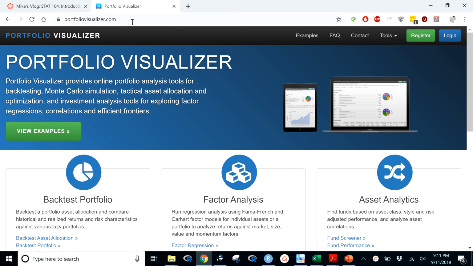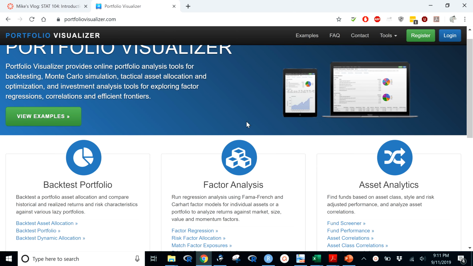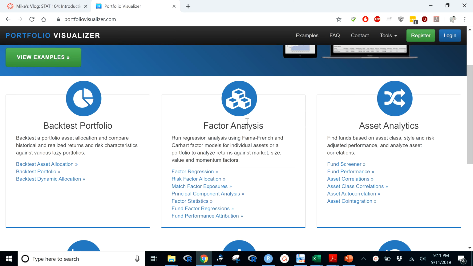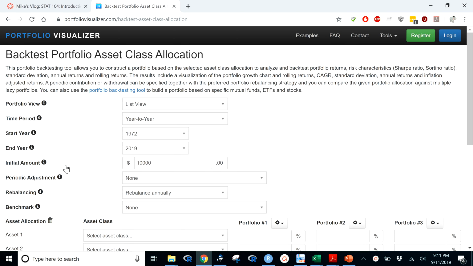This is a great website to play with, portfoliovisualizer.com. It's all free. And there are many things you can do, you can do timing models, you can do asset allocation, and all asset allocation means is how do you want to invest your money. And the easiest thing to look at is you can backtest asset allocation. If you click on that, you can choose the time period you're looking at, and you're going to start with $10,000 and rebalance annually.